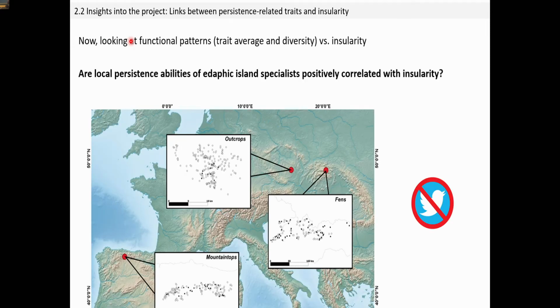Okay, so now we move from the more taxonomic cut to more functional aspects, and I'm presenting some results about trait average and diversity versus insularity. Here is the map as before, modified, and still the three systems: fens, outcrops, and mountaintops. The overarching question was whether local persistence and stability of edaphic island plants are actually positively correlated with insularity.